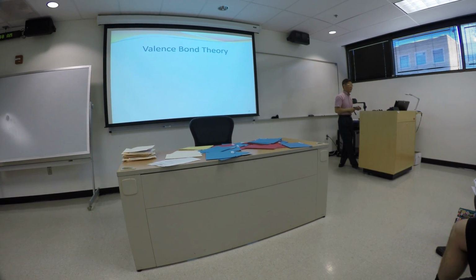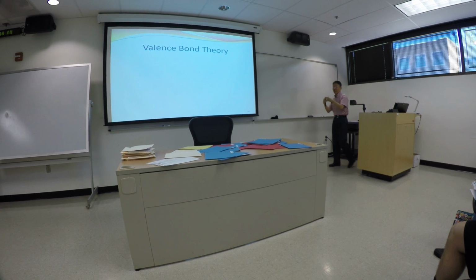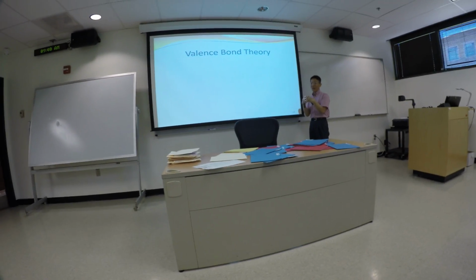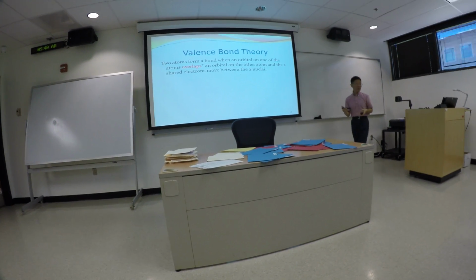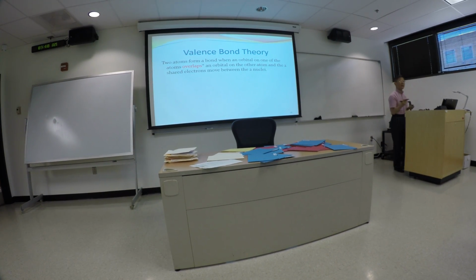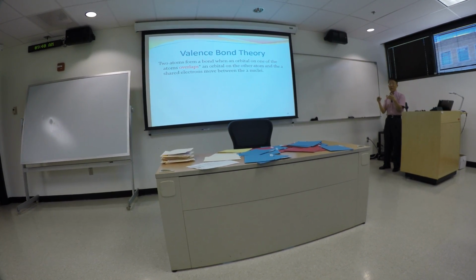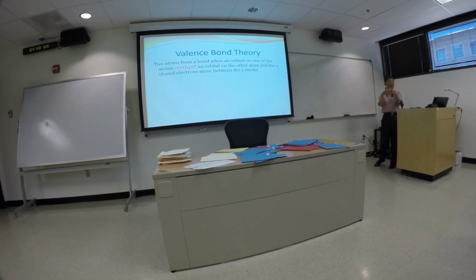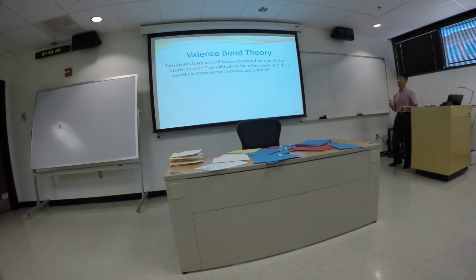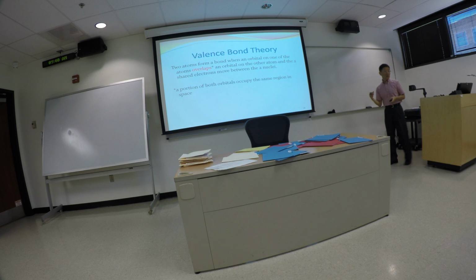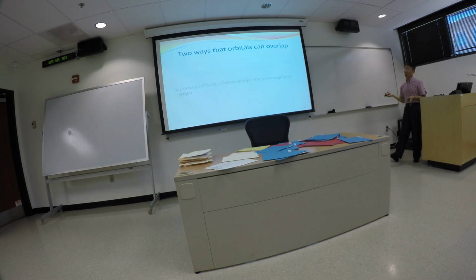So the valence bond theory goes that when two atoms form a chemical bond, their atomic orbitals will overlap with one another. Overlap meaning they are going to occupy the same region in space. So in this case, a portion of both orbitals occupy the same region in space, and that's what we mean by overlapping.